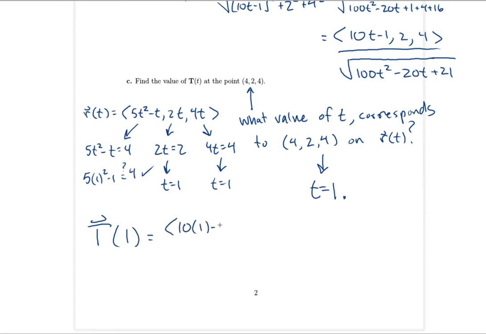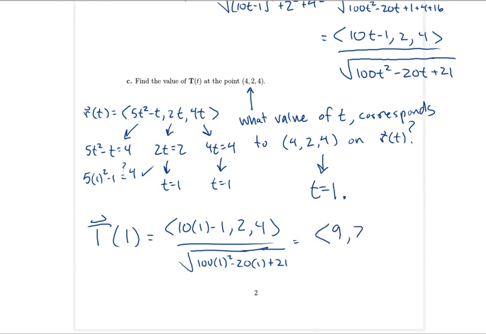10 times 1 minus 1, 2 and 4, divided by the square root, 100 times 1 squared, minus 20 times 1, plus 21. So that's going to be 9, 2, 4, all divided by the square root of 101. Or if you want to break it up, and I don't care, it would look like this.